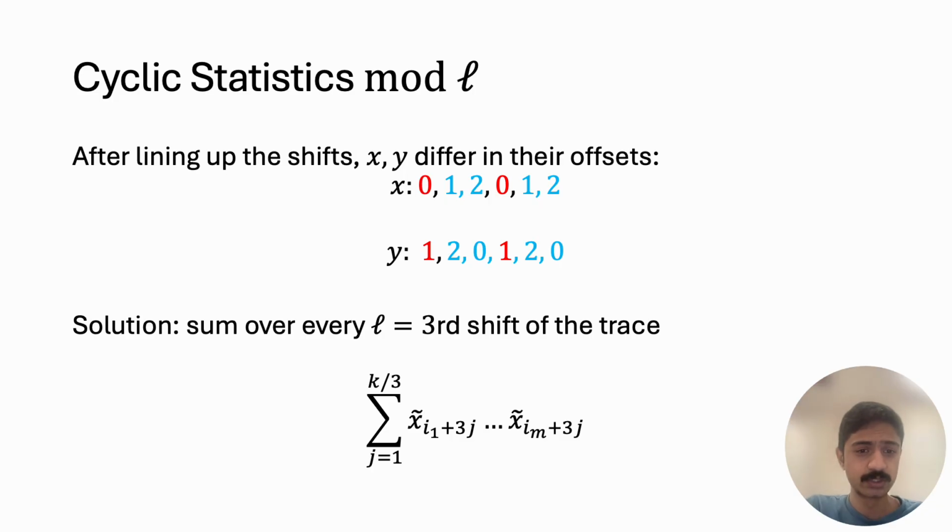So our solution is to sum over every third shift of the trace, corresponding only to the shifts which yield the canonical sequence of cluster centers. This ignores the shifts which caused the confusion a few slides ago and guarantees that we'll see some signal in the difference between our cyclically distinct strings x and y.